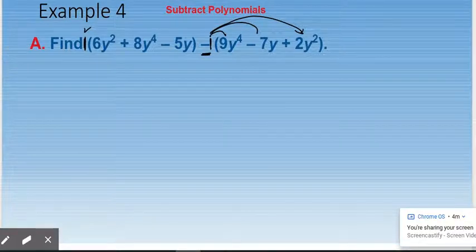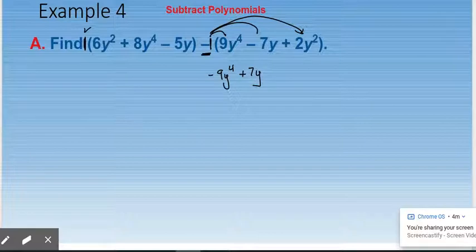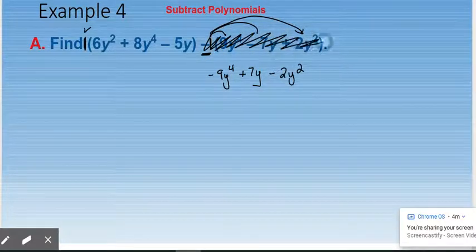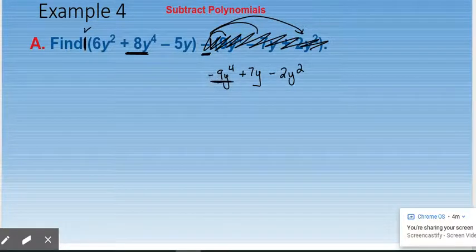That's going to make this first one negative 9y to the fourth. The second one, negative times a negative, makes that a positive 7y. And the last one, negative 1 times 2y squared, makes that a negative 2y squared. Then I can go ahead and add up my like terms. Now, you do want to start with the biggest one, and this one's in a little different order, so I want to pay attention to that. My y to the fourth, I'm going to put first. 8 plus negative 9 is negative 1.